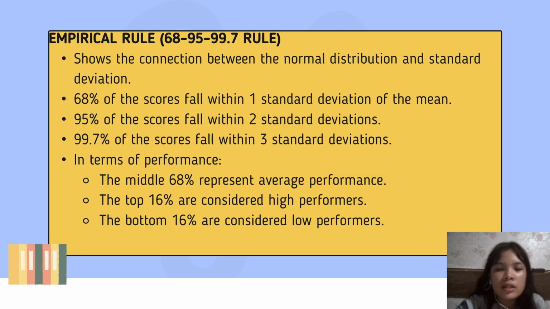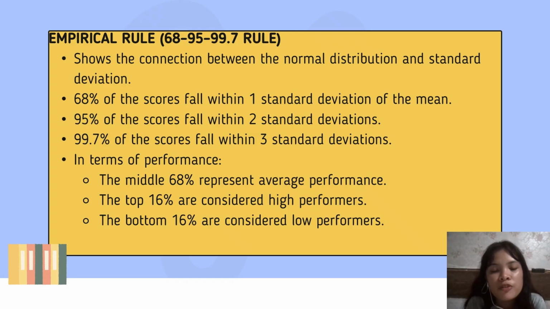Another one is the empirical rule, the 68, 95, 99.7 rule, which shows the connection between the normal distribution and the standard deviation. It states that 68% of the scores will fall within one standard deviation of the mean, 95% of the scores within two standard deviations, and almost 99.7% of the scores will fall within three standard deviations of the mean.